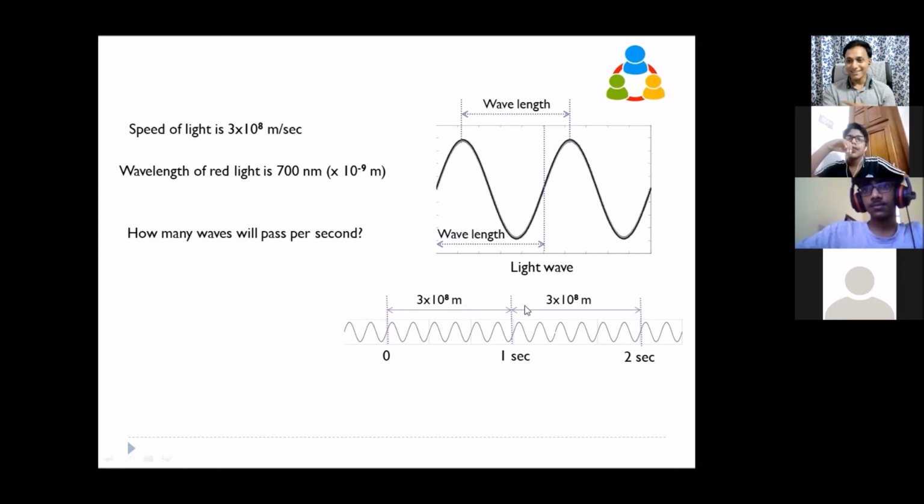In this distance, how many waves are there? You know the length is 12, and one wave is 700. So how many waves are there? Divide. Yes. If you were there with me, I would have given you one kick on your head.